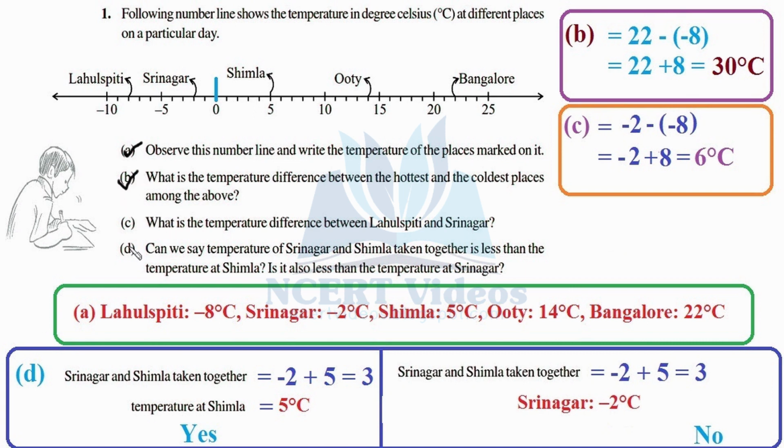C part. What is the difference between Lahaul Spiti and Srinagar in terms of temperature, obviously? Now, you can see Srinagar is at -2 degrees Celsius, therefore we write it, and Lahaul Spiti is -8 degrees Celsius. We have to find the difference, therefore we subtract, minus is plus, therefore higher is positive, therefore 6 degrees Celsius is your answer. You can also see from here when you do it, it is 6 degrees Celsius.